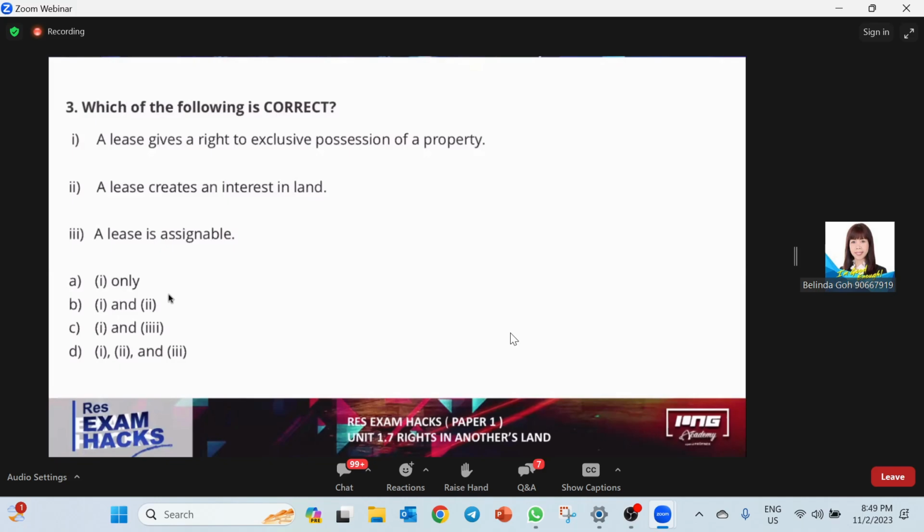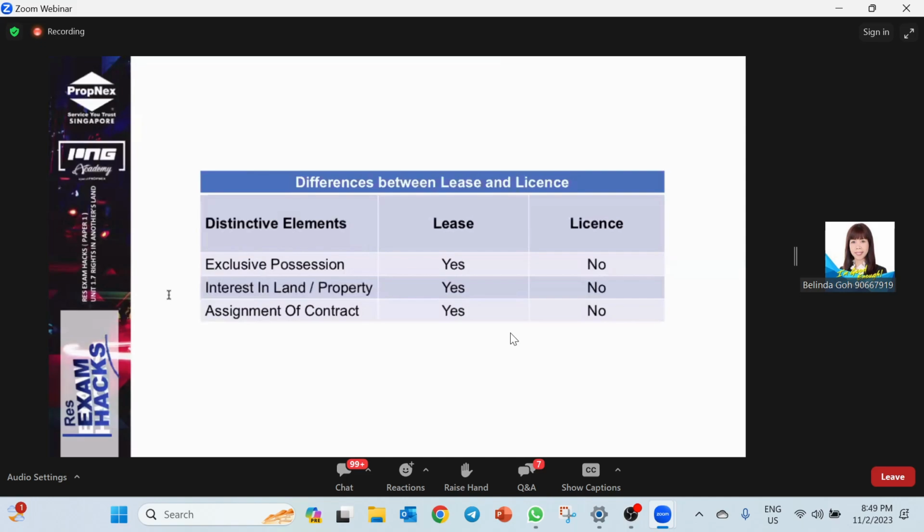Okay. So now I have tabulated it for you to easily remember the differences between lease and license. Be very clear. What is lease? What is license? They are different things. So lease includes all these three things: exclusive possession, interest in land or property, assignment or contract. That means it can be assignable. Unlike license, everything is no. You got no exclusive possession, you got no interest in land, and the license cannot be assigned. So you have to remember this.